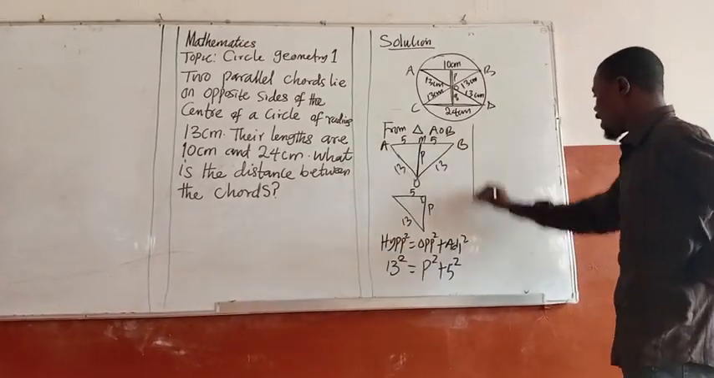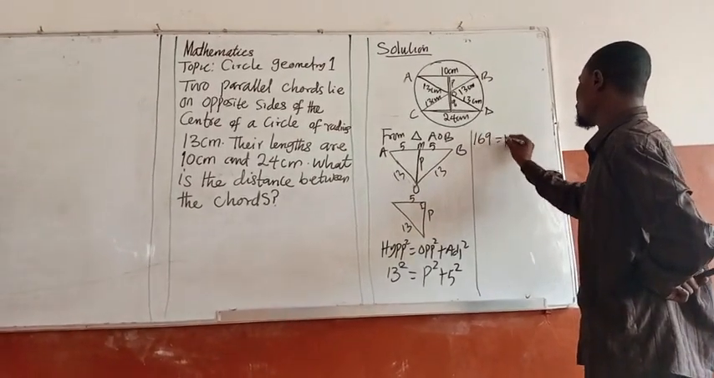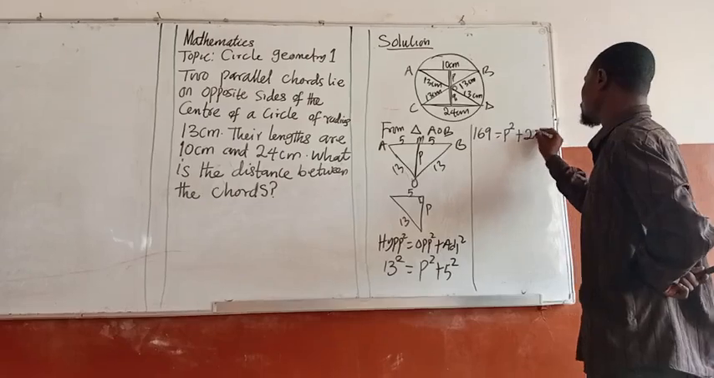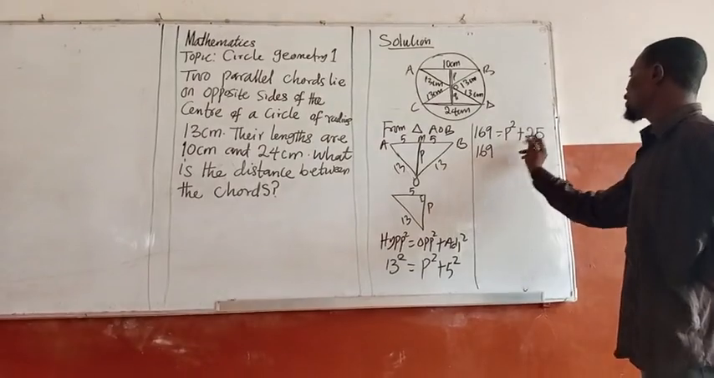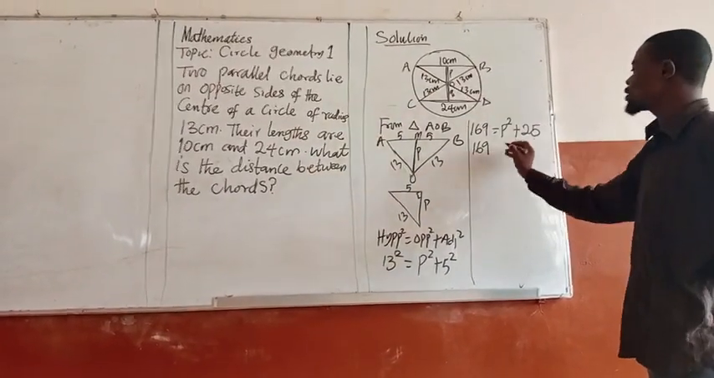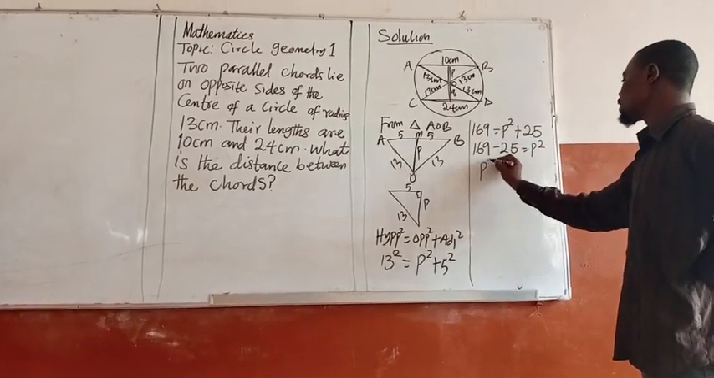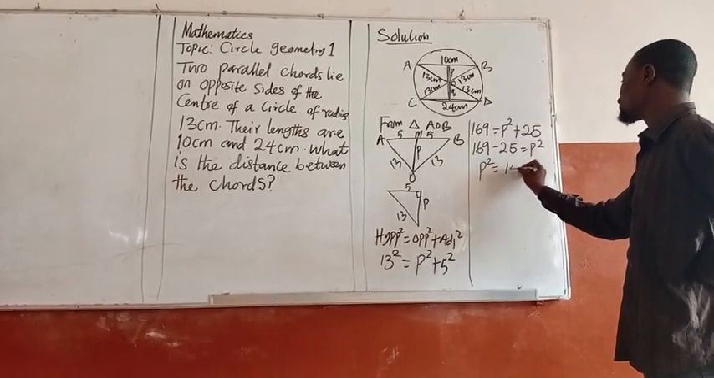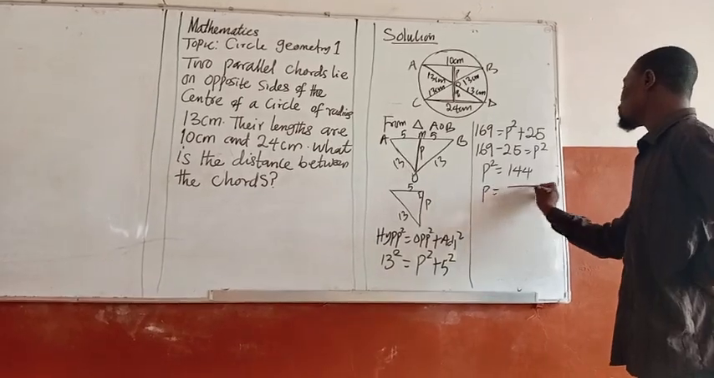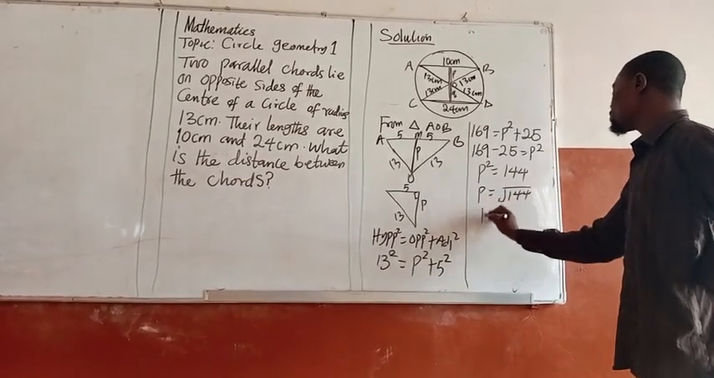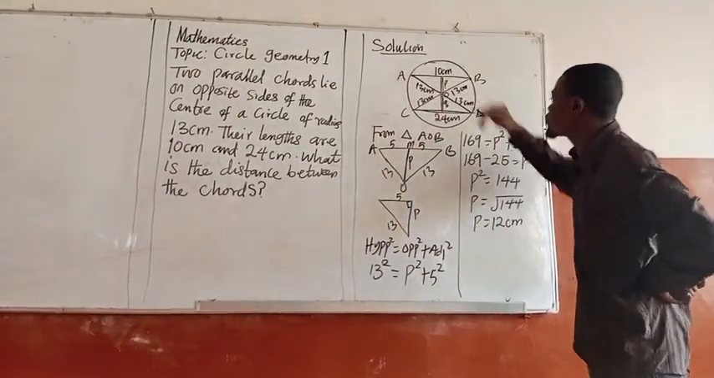So with this, I can now say I have 13 times 13, which is 169, equal to P square plus 5 times 5, which is 25. This is what we have. Now 169, if this plus 25 crosses the equal sign, it changes to minus 25, equal to P square. Which means P square is equal to 169 minus 25, which is 144. We take the square root of both sides. We now have P is equal to square root of 144. Then P is equal to 12 centimeter, which means that the length from here to here is 12 centimeter.